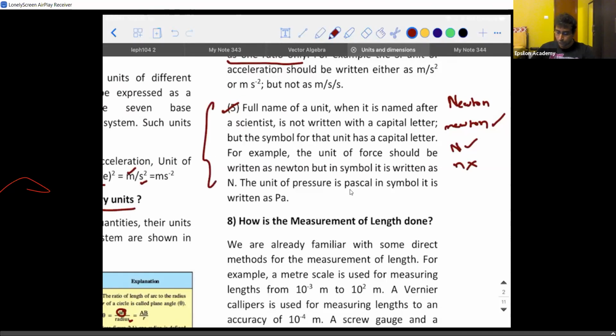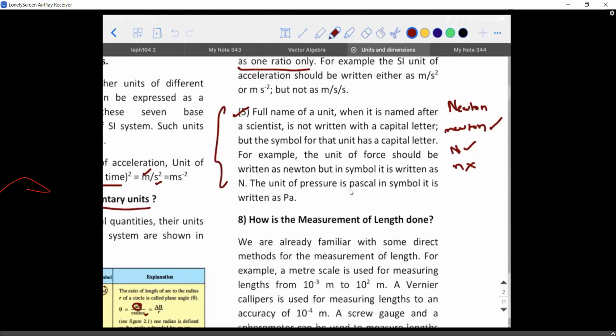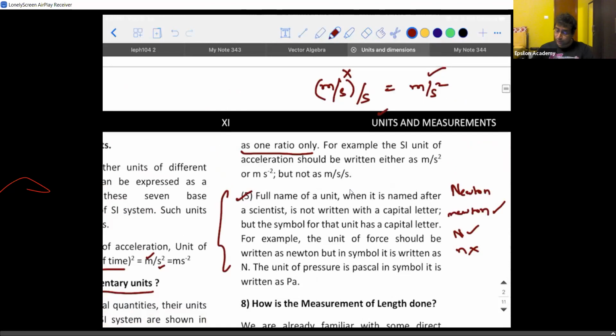This is another important point to be kept in mind. So this is all about unit space. I hope it is clear, right? Any doubt in this? Yes, sir. No, sir. Clear, right? Okay. So we have finished units. The next is all about measurements.